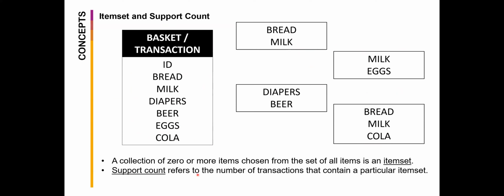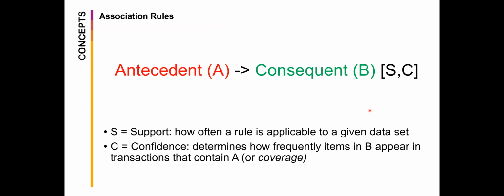And support count refers to the number of transactions that contain a particular item set. So you can find maybe 5 out of 10 transactions containing bread and milk. So the support count for bread and milk will be 5 out of 10, right? These are 2 different item sets, but one contains the other, so that's also considered a separate item set.